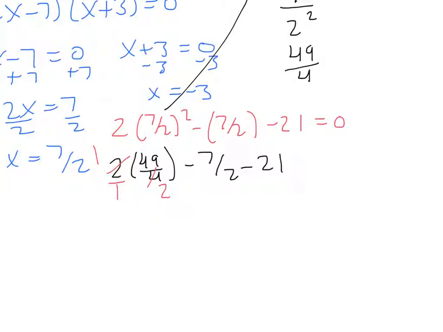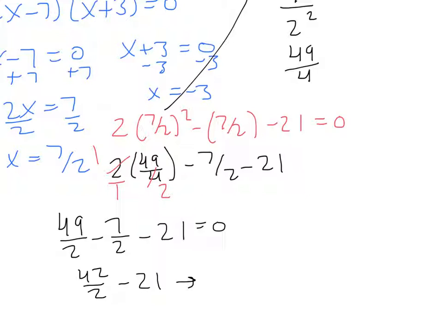So now we have 49 over 2 minus 7 over 2 minus 21. We want this to equal 0. So right here we have common denominators of 2, which means we just subtract the top part, or the numerator. So we get 42 over 2 minus 21.